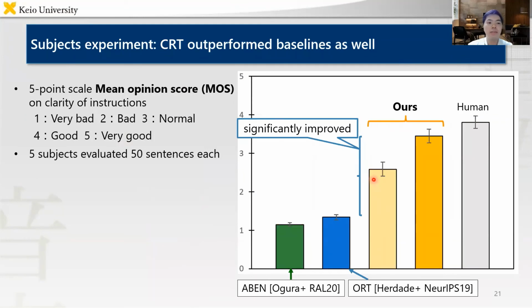This slide shows the results of the subject experiment using the mean opinion score. In the experiment, the subjects were randomly presented with 50 instructions for each method and evaluated them on a 5-point scale from very bad to very good, based on the clarity of the instructions. From this result, it was found that the sentences generated by ours were higher quality than the baseline. It was also confirmed that the quality of ours was almost the same as the quality of the humans. In the next slide, I explain the error analysis.